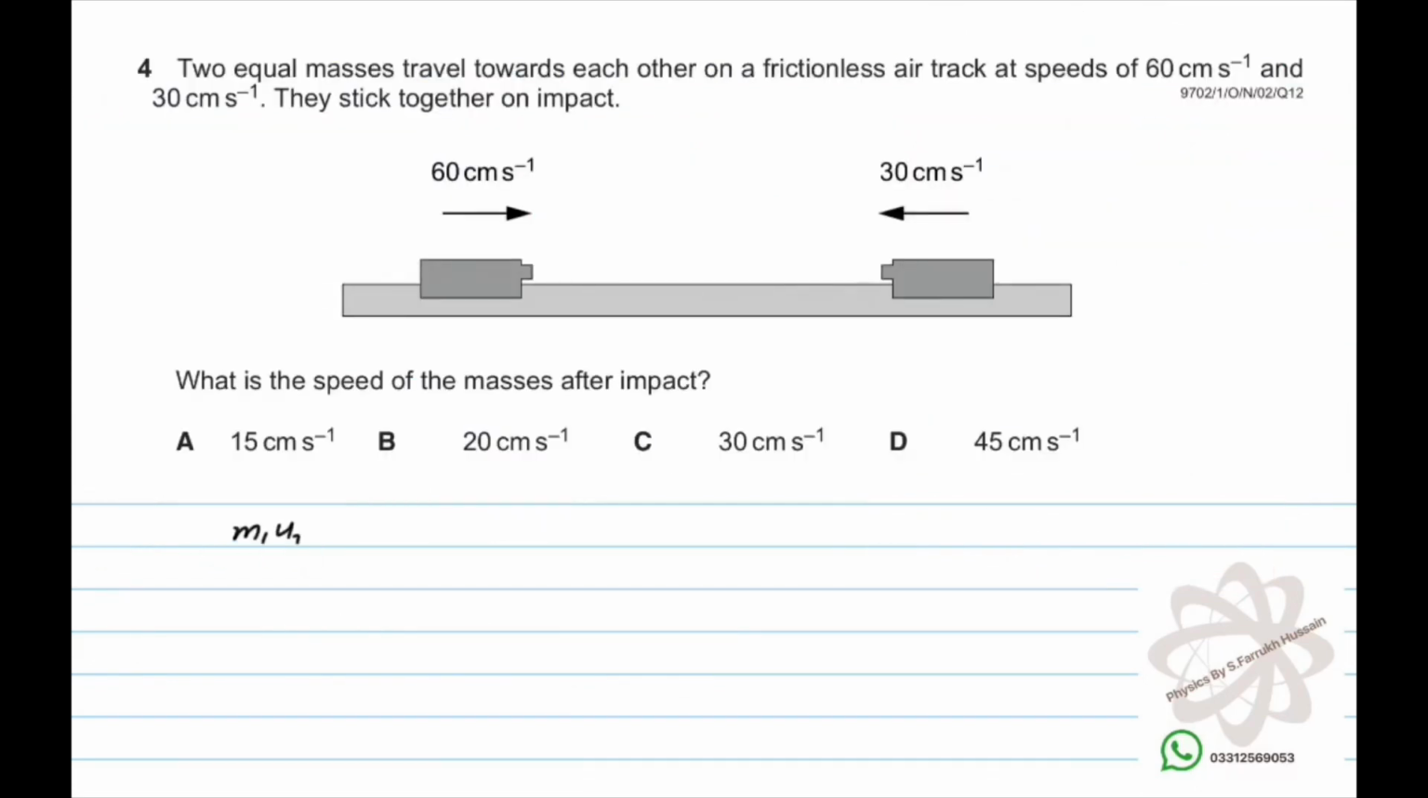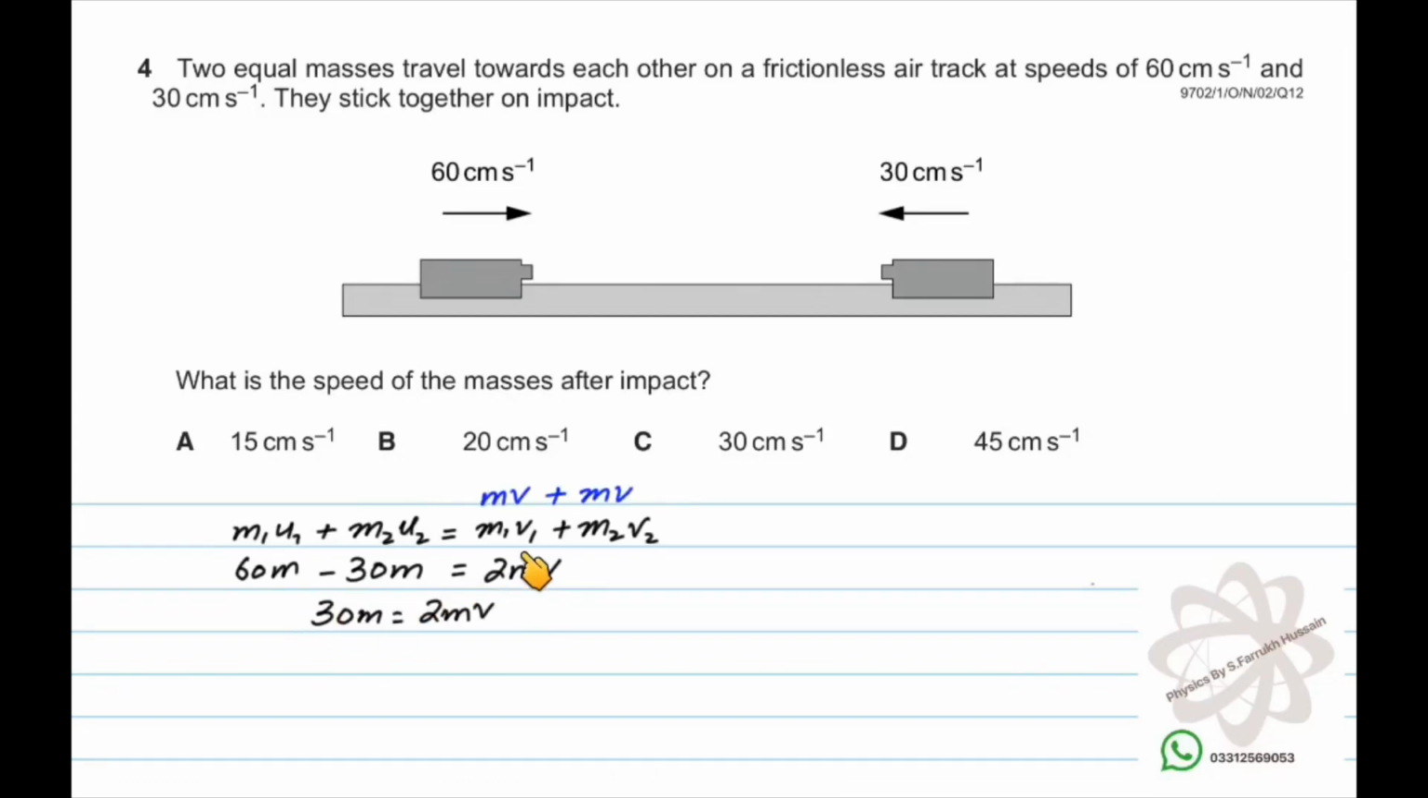Now in this case, as you can see, there are two objects and the two objects are of equal masses. So the momentum of object A before collision is 60 m, the momentum of object B is 30 m, but in the opposite direction, that's why we write negative with it. After collision, they stick together, so m1 u1 plus m2 u2 is equal to m1 v1 plus m2 v2. 60 m minus 30 m is equal to 2 m v, because the two objects stick together and are of the same mass. So m v plus m v becomes 2 m v. 30 m is equal to 2 m v, m cancels m, so v is equal to 15 centimeters per second. This is the answer.